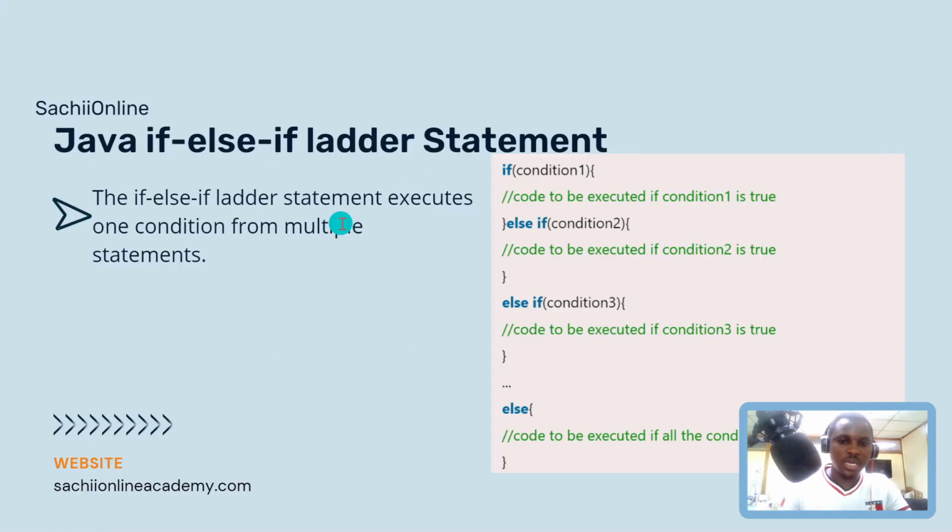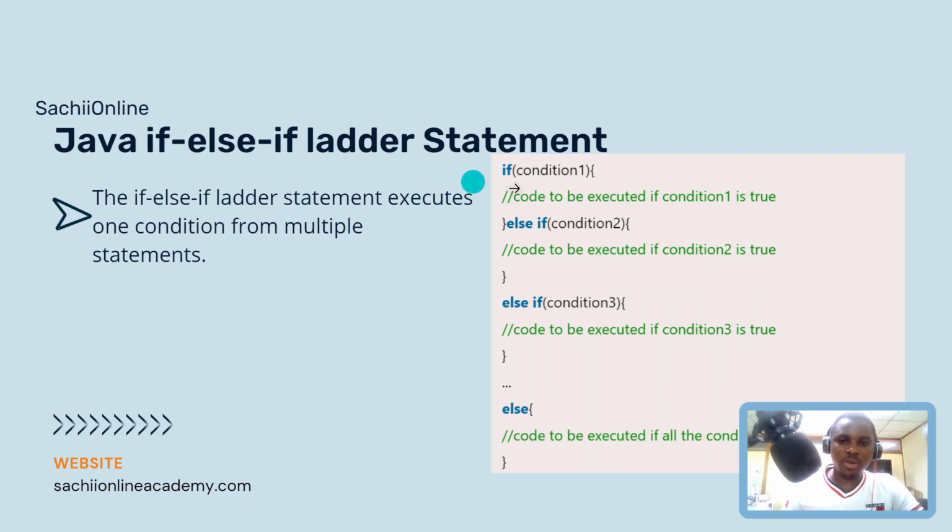So let's now look at Java's if else if ladder statement. Sometimes you can just have an if condition and the else, but maybe you want to test more than one condition. Maybe you want to execute one condition out of 5 conditions. The if else ladder statement executes one condition from multiple statements. So you can have multiple statements and then we only execute one.